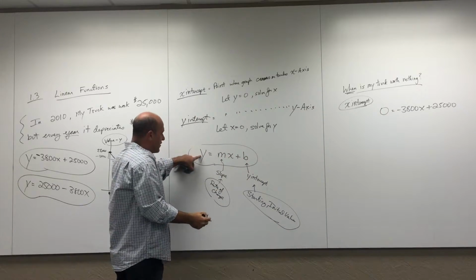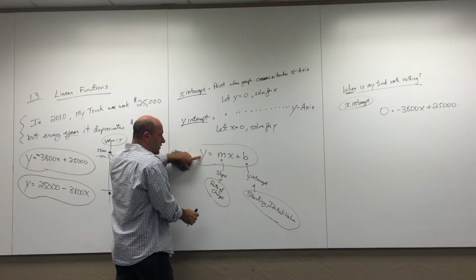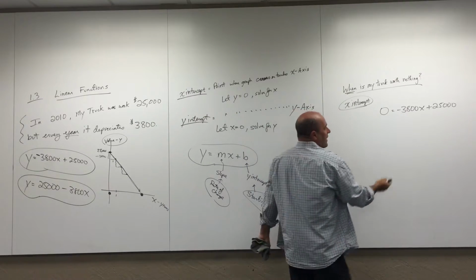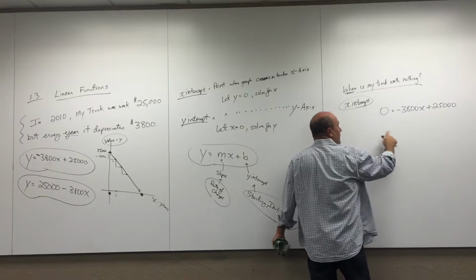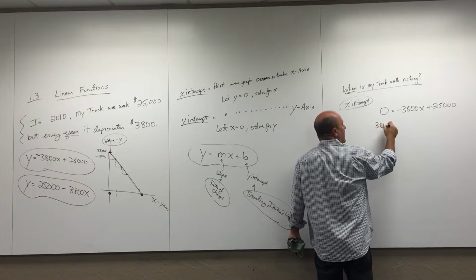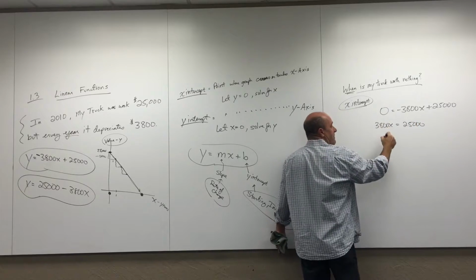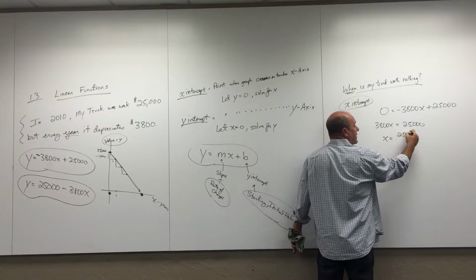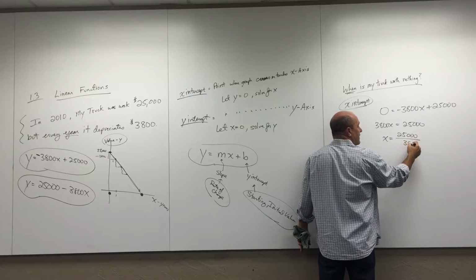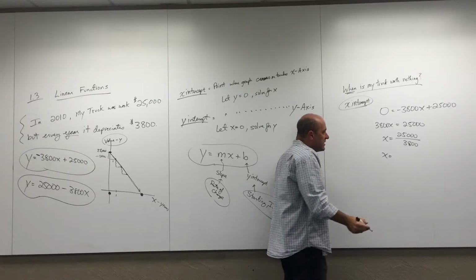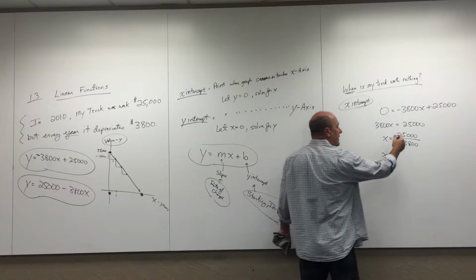So when you plug in a 0 for y, you've got a little algebra to do. You've got to move the b over and divide. I'm going to move the 3800x over here: 3800x equals 25,000. I'm going to divide by 3800. I'm going to pick up a calculator, please. Divide by 3800 and maybe round it to tenths of a year.